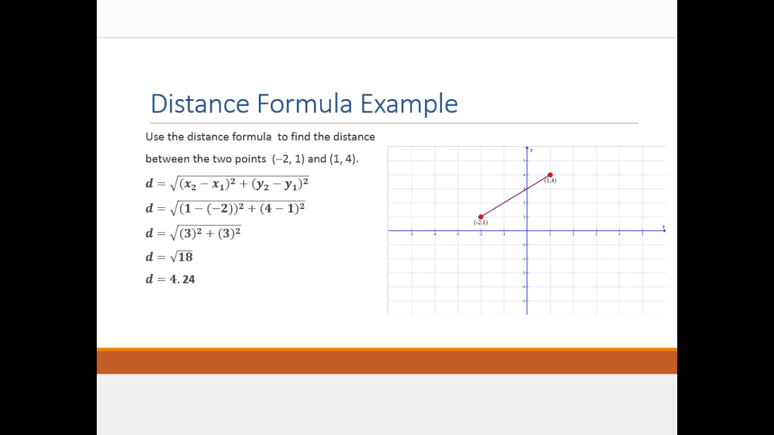Well, how does this work? Let's look at an example. If I want to find the distance between 2 points, negative 2, 1, and 1, 4, I simply plug into my formula. My x1 is negative 2, my x2 is 1, so this becomes 1 minus negative 2. We need to remember to put parentheses around here so we distribute our negative sign. Your y2 is 4, your y1 is 1, so 4 minus 1 squared. So this becomes the square root of 3 squared plus 3 squared, which is the square root of 9 plus 9, which is the square root of 18. And we can round this to 4.24 to be our distance.